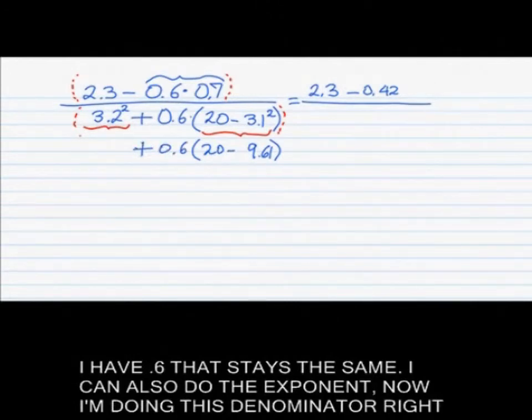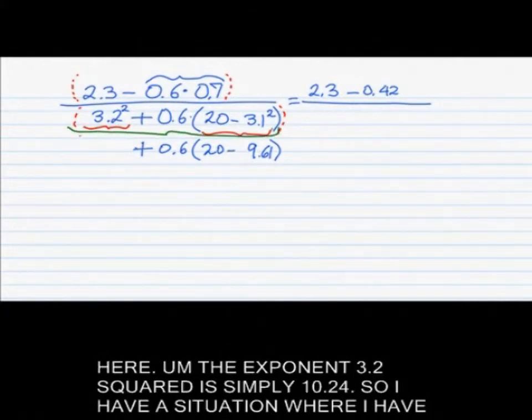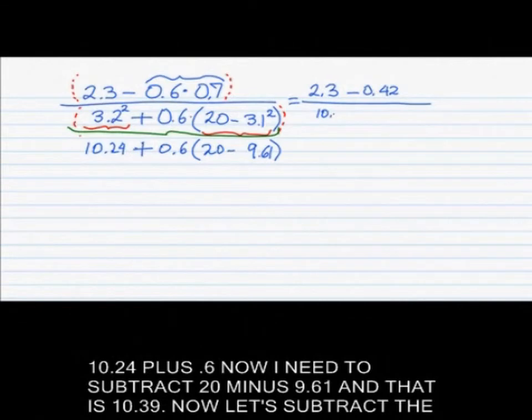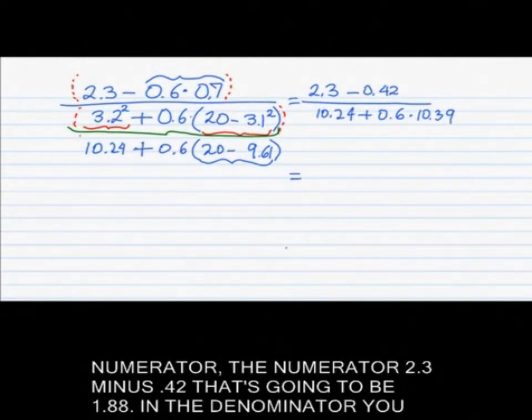I can also do the exponent. Now I'm doing this denominator right here. The exponent 3.2 squared is simply 10.24. So I have a situation where I have 10.24 plus 0.6 times the parentheses. Now I need to subtract 20 minus 9.61, and that is 10.39. Now let's subtract the numerator. The numerator 2.3 minus 0.42, that's going to be 1.88.